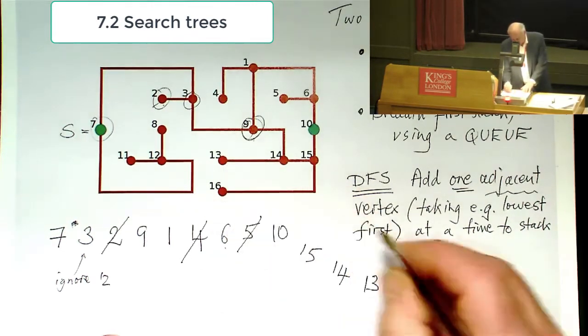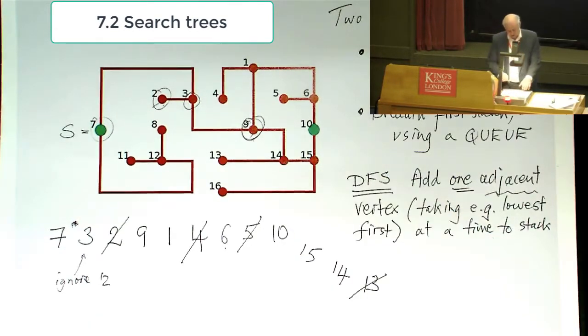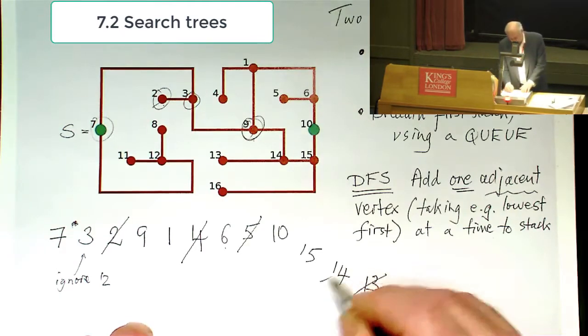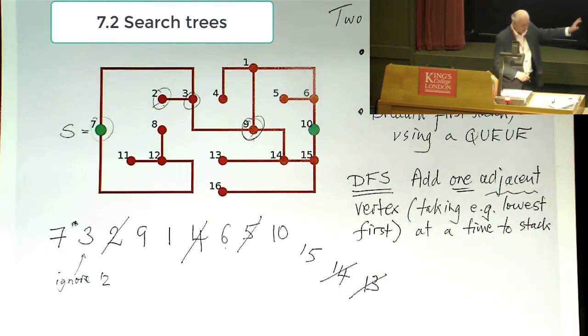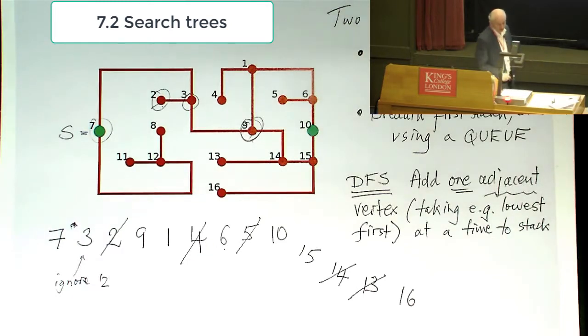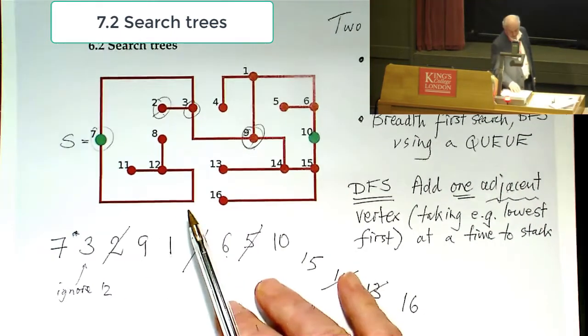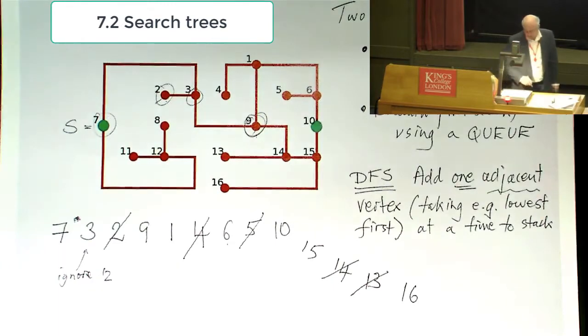And 13 is a dead end, so we have to backtrack to 14. But at 14 there's nothing else to visit, so we have to backtrack to 15, actually. So we've taken 2 trays off the stack. We're back at 15, and then we can put 16 on, and we've got to 16. But at this point, we realise that we haven't got all the vertices because we're missing this clump here on the left. So then we have to actually backtrack all the way.